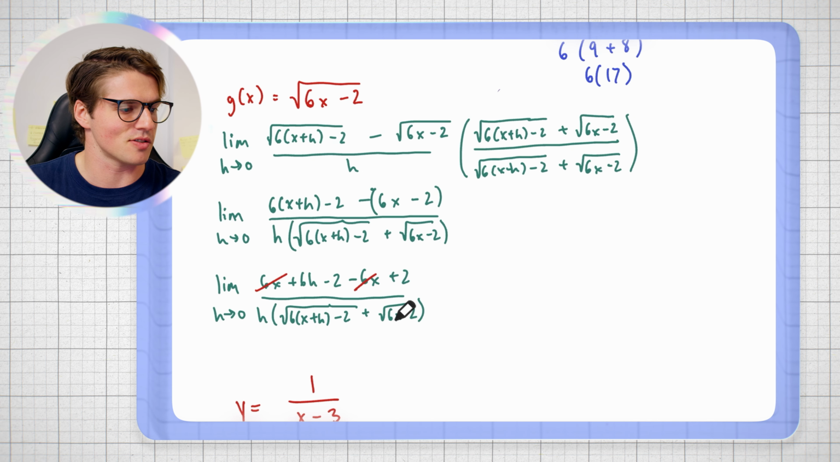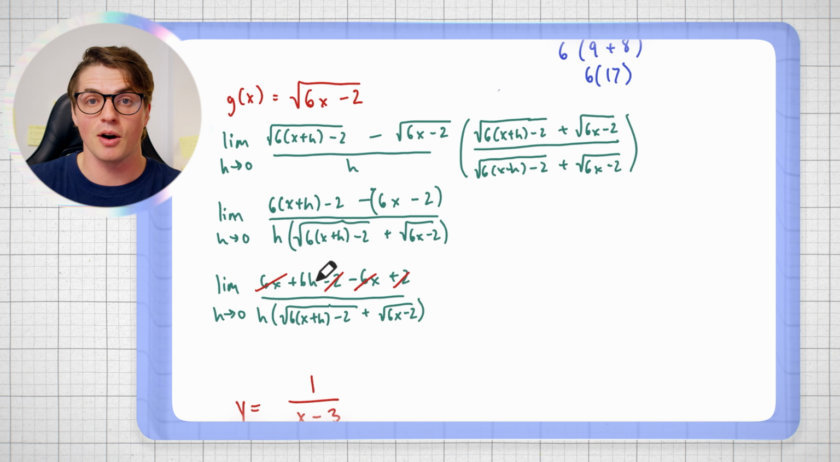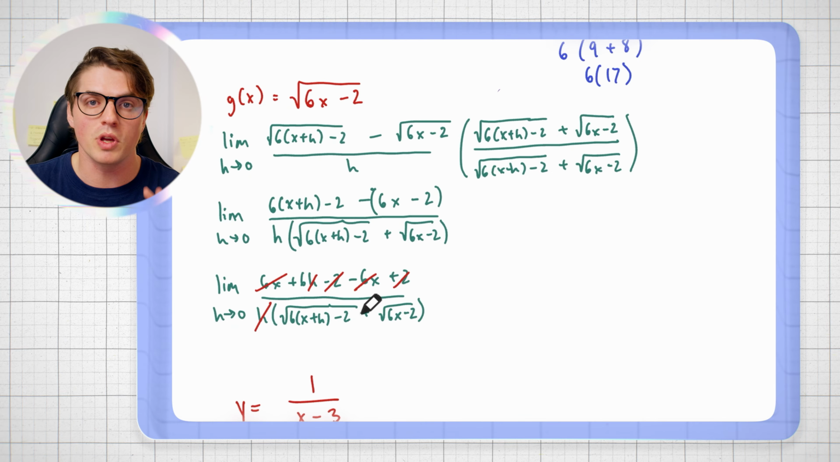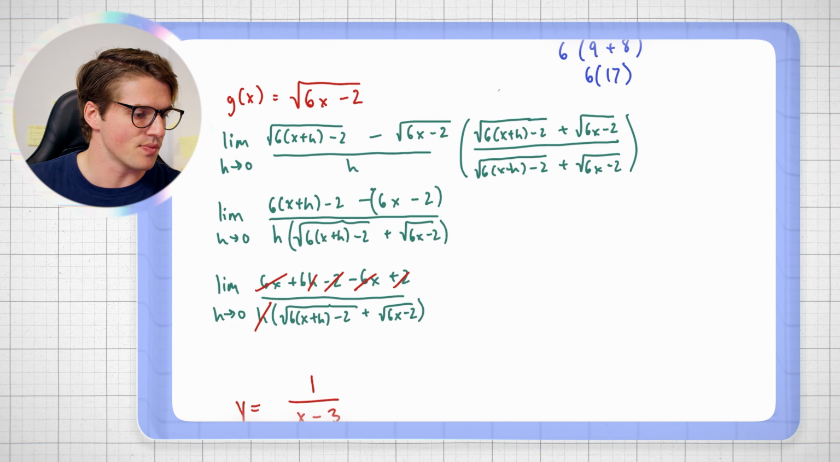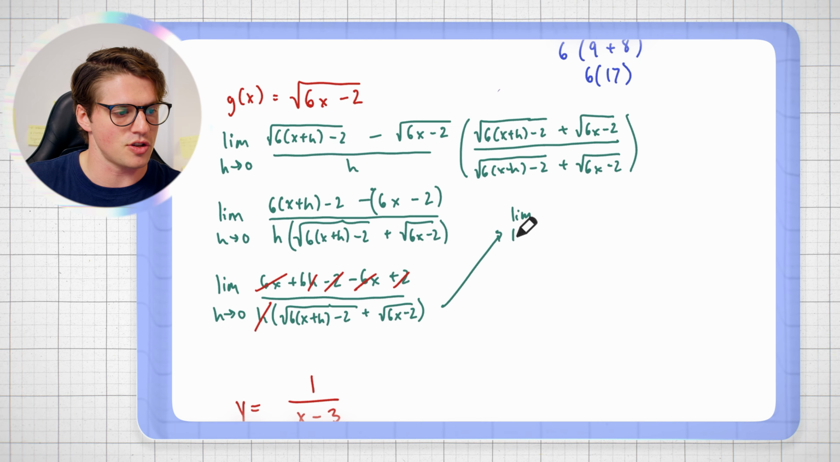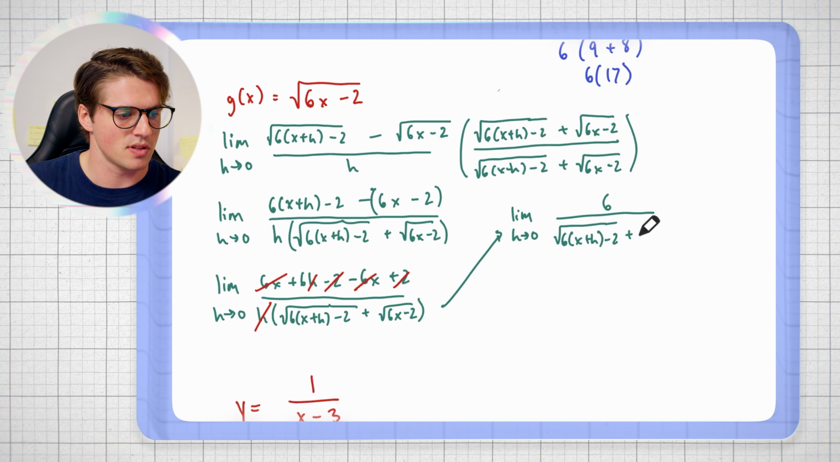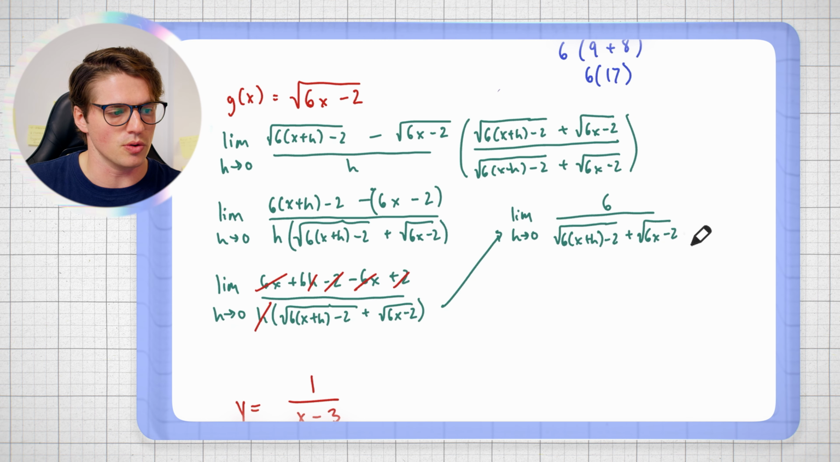6x, negative 6x, those go away. Negative 2 plus 2, that cancels. And now we have h on top, and we're multiplying by h in the denominator, so those will be able to cancel, which means we will be able to find our limit. Okay, so let's see that. The limit as h goes to 0 of 6 over the square root of 6x plus h minus 2 plus the square root of 6x minus 2.